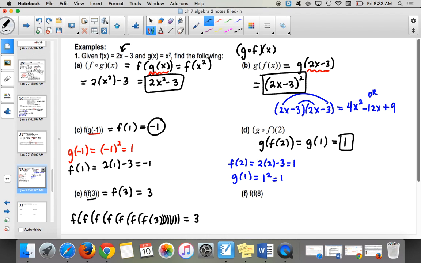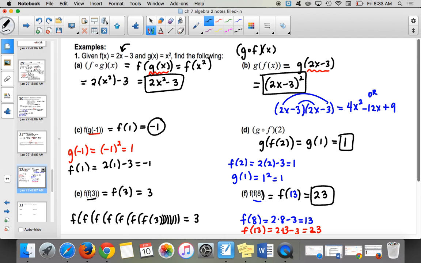All right, f of f of 8. Oh, I'm missing my little parenthesis there. So we're going to find f of 8 first. Can you find it? Yeah, it's 2 times 8 minus 3, which is 13. So then we have our 13 in there, so now we have f of 13. So f of 13 is 2 times 13 minus 3. So yes, 23. So that's our answer. You guys get it? That's what a composition is.